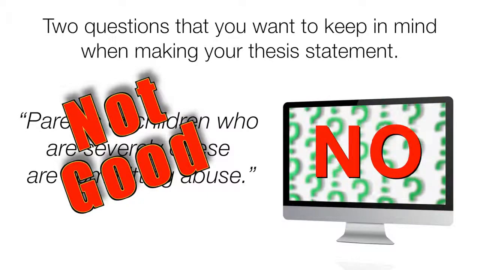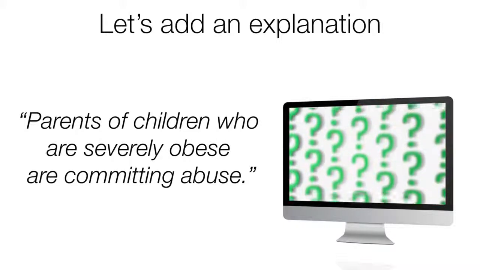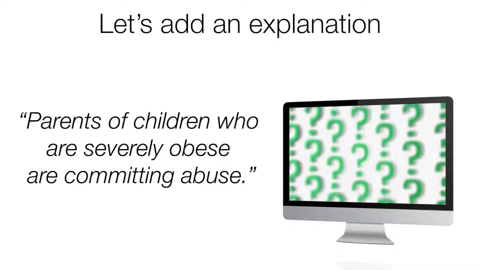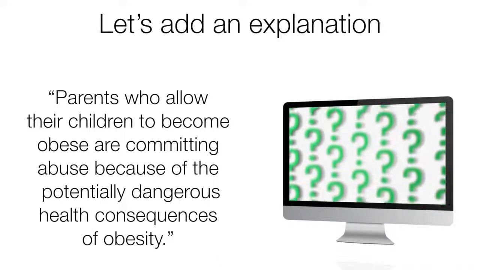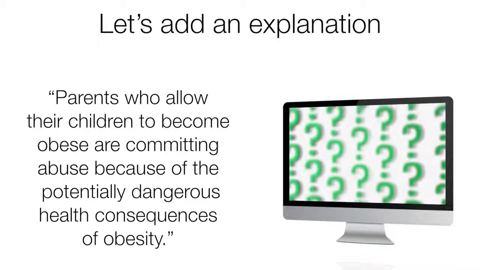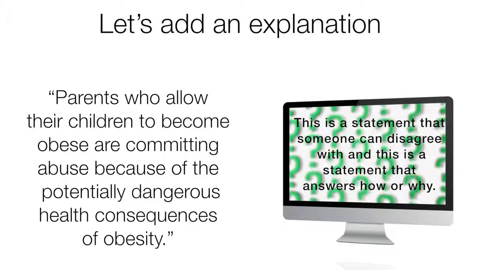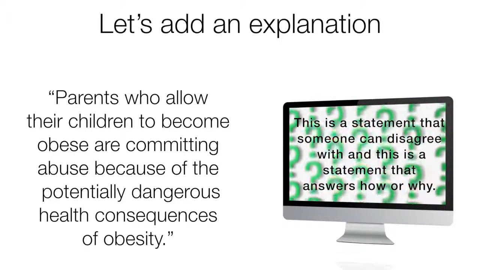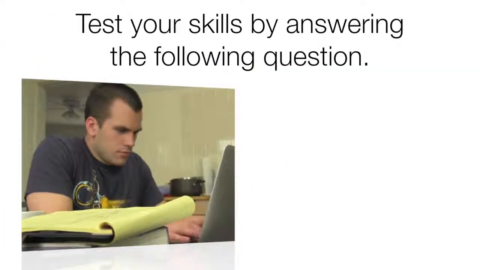Let's add an explanation of why parents who allow their children to become obese are committing abuse in order to strengthen this statement. How about this instead? Parents who allow their children to become obese are committing abuse because of the potentially dangerous health consequences of obesity. Now, this is a statement that someone can disagree with, and this is a statement that answers how or why. Let's see if you can choose the best thesis statement. Test your skills by answering the following question.